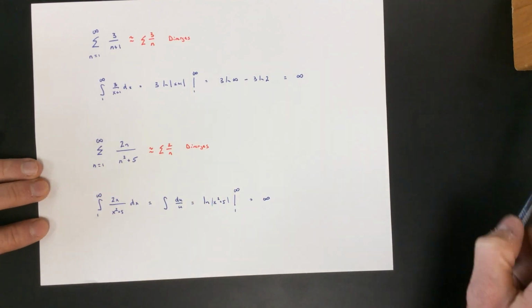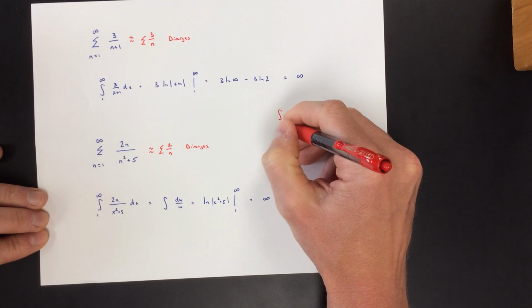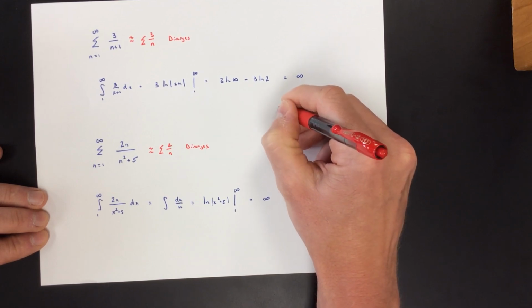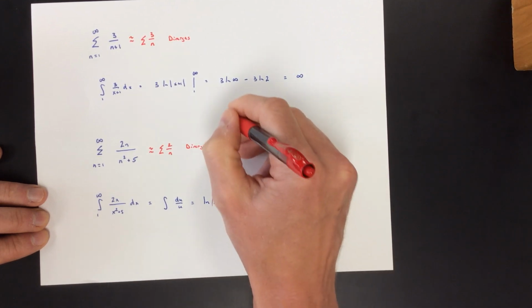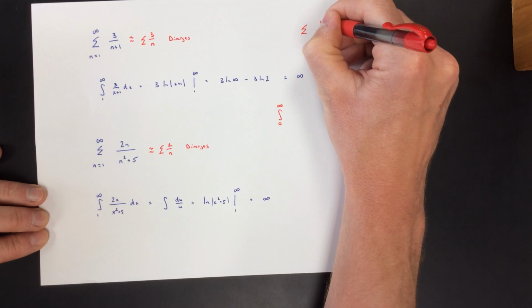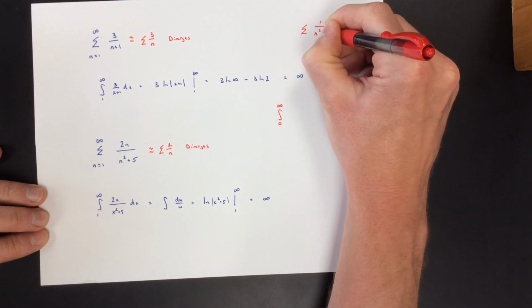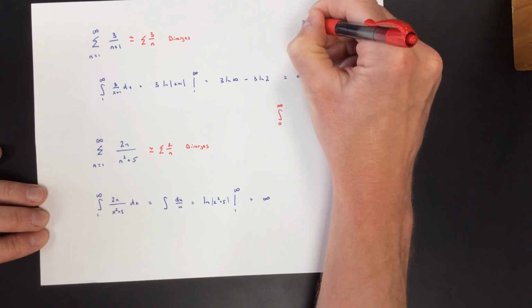Okay, let's do one more and let's make it converge. Let's do a fun one. I'll write that first because I'm going to answer the question. What if I had this? 1 over n squared plus 1, from n equals 0 to infinity.